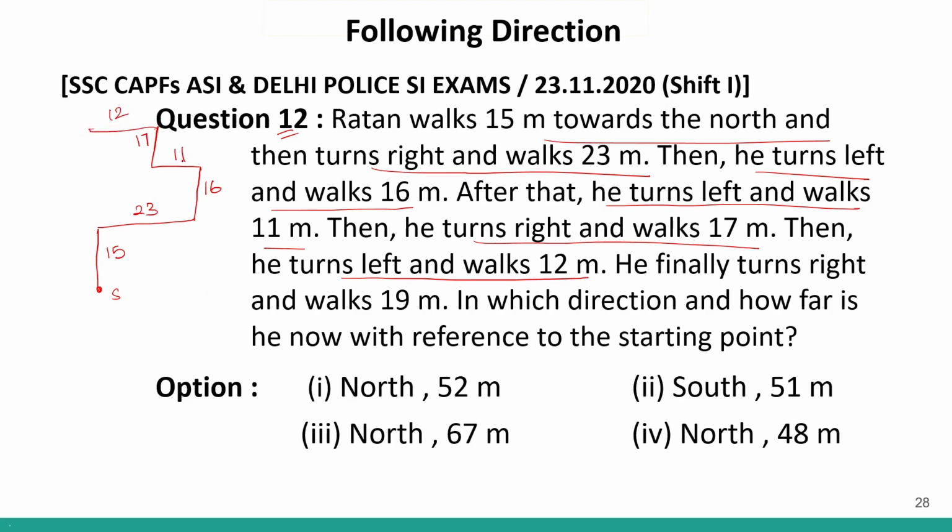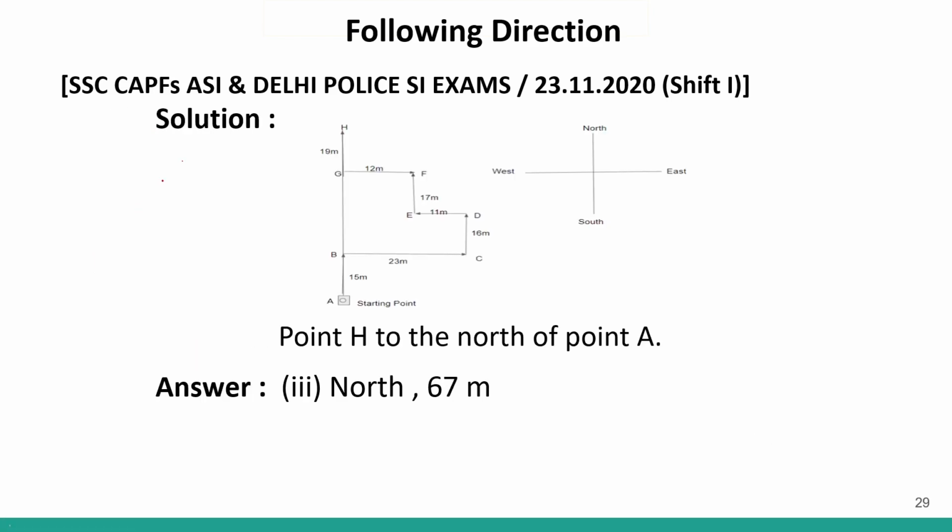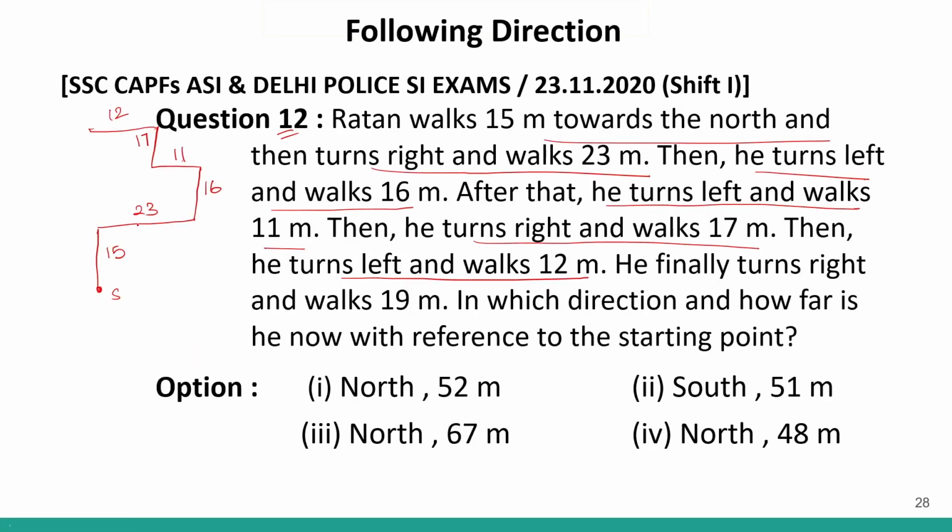So 11 plus 12. 11 plus 12 will be how much? 23. So this point will be in plane with this point. They will be in the straight line, right? He finally turns right and walks 19 meters. So from here also he turns right and walks 19 meters.